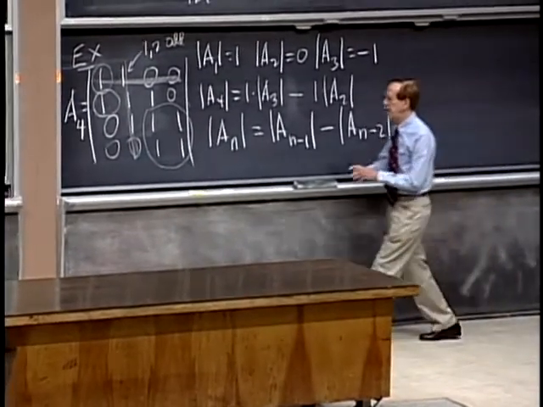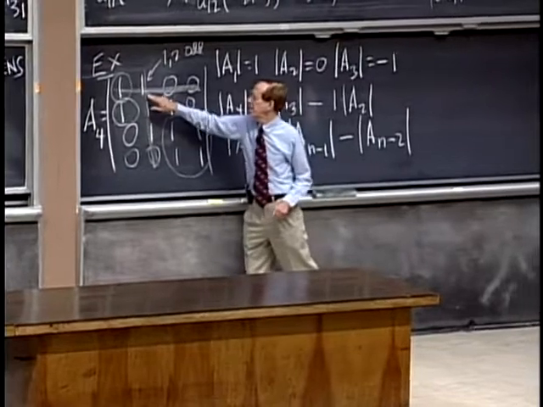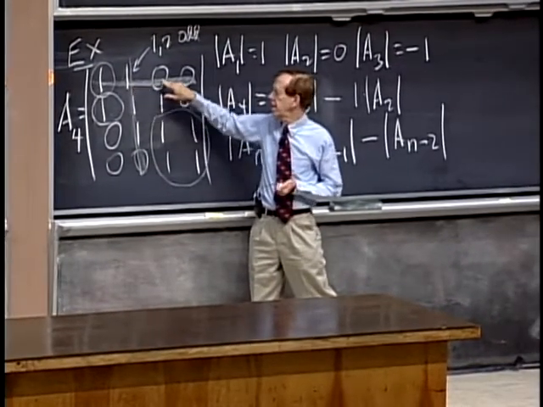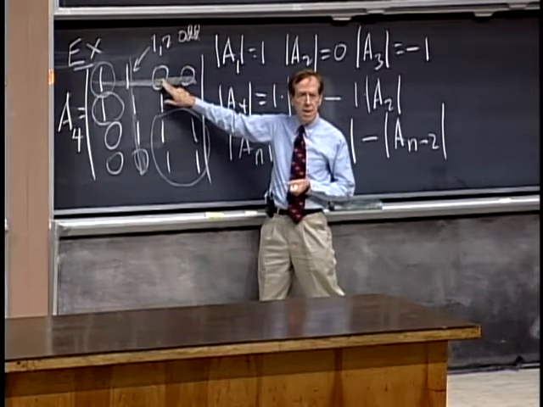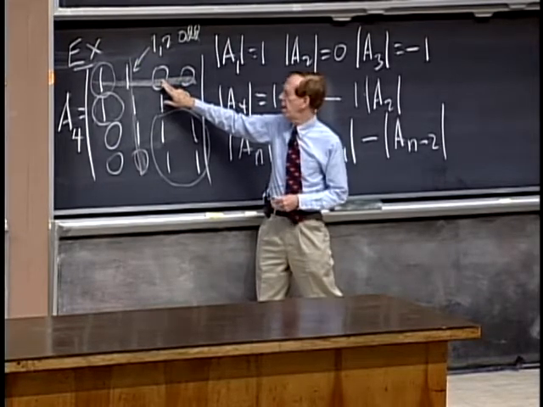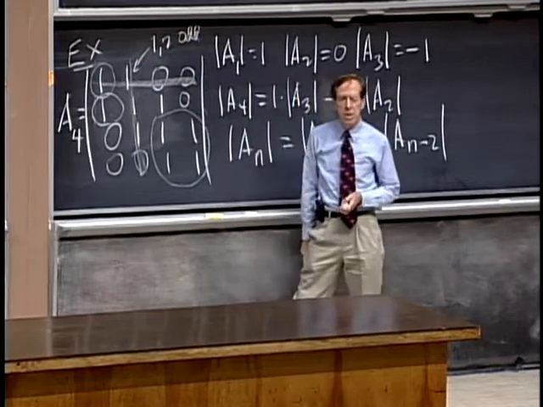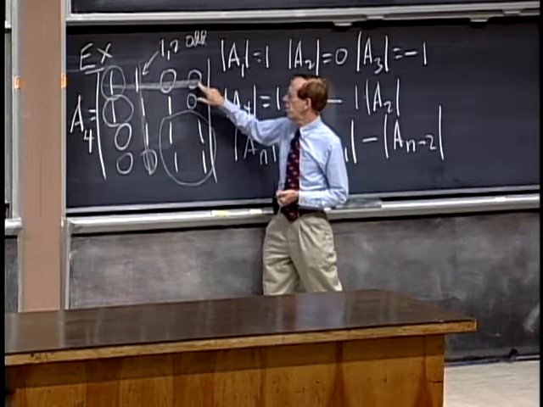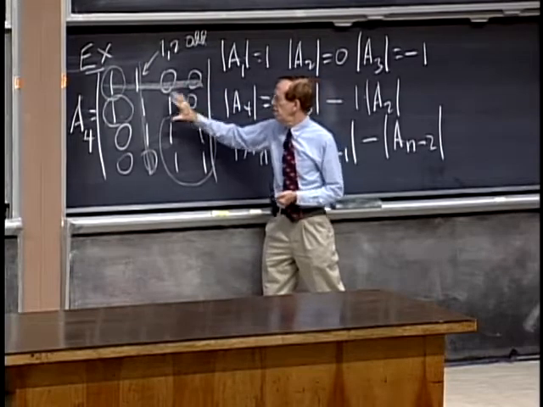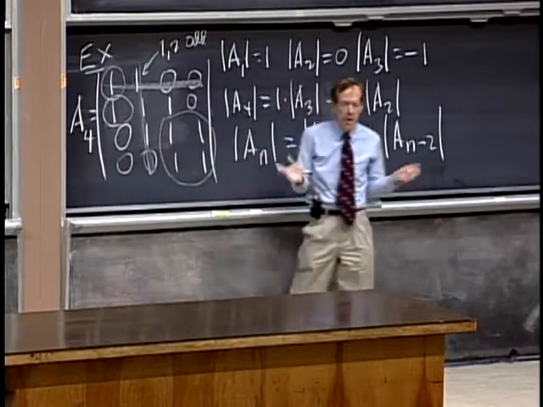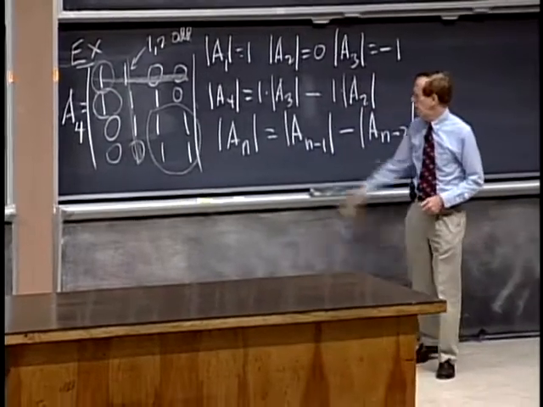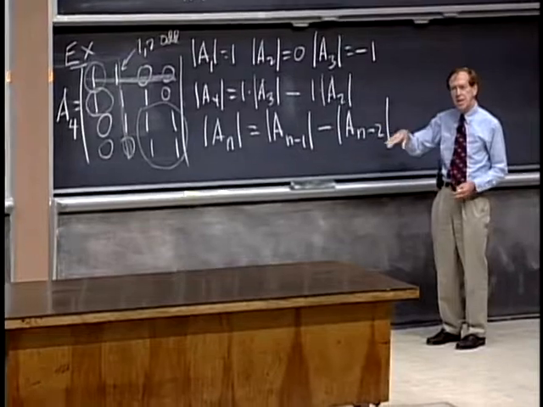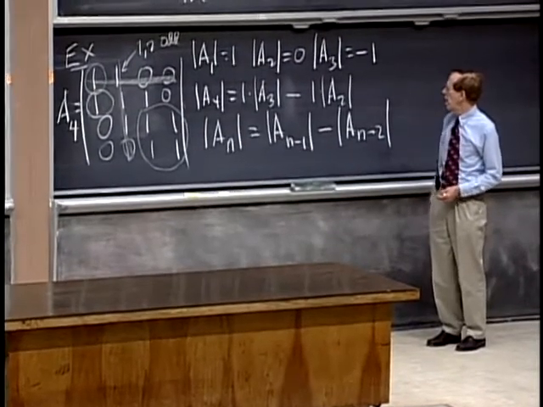I didn't even mention it, but I stopped taking cofactors when I got this one. Why did I stop? Why didn't I take the cofactor of this guy? Because he's going to get multiplied by 0, and no use wasting time. Or this one, too, her cofactor will be whatever that determinant is, but it'll be multiplied by 0, so I won't bother. OK, there is the formula. And that now tells us I could figure out what A4 is now.